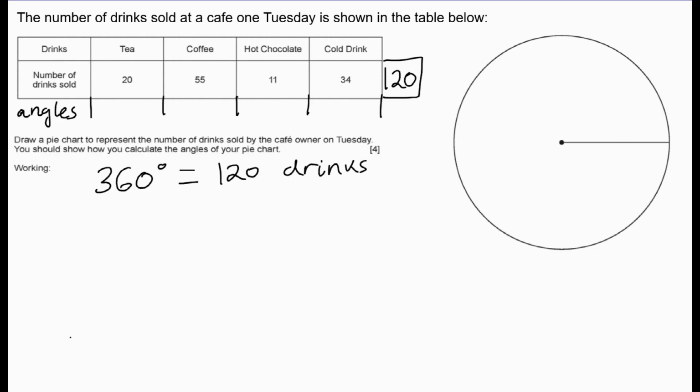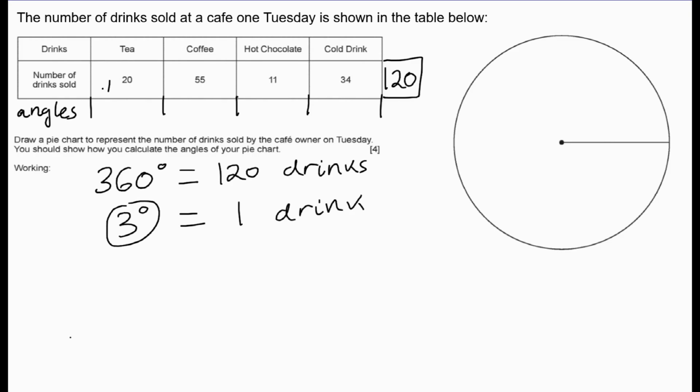So to work out how many degrees one drink is worth, I'm going to divide both sides by 120. This will give me that one drink is worth 360 divided by 120, which is just 3. So every drink is worth 3 degrees. So we would say that our multiplier is 3.